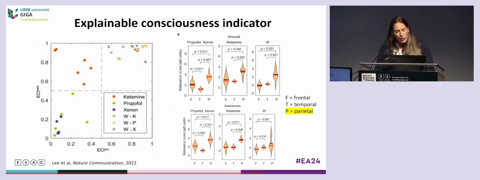Then we went one step further again with the University of Korea, where we developed the explainable consciousness indicator, which can be split in two to measure arousal and awareness. If we ask the mathematical approach to tell us which brain region is important for this indicator, you see that every time the parietal area is the most relevant. So the parietal area is more related to consciousness according to this study, which goes more in line with the integrated information theory that we discussed just before.